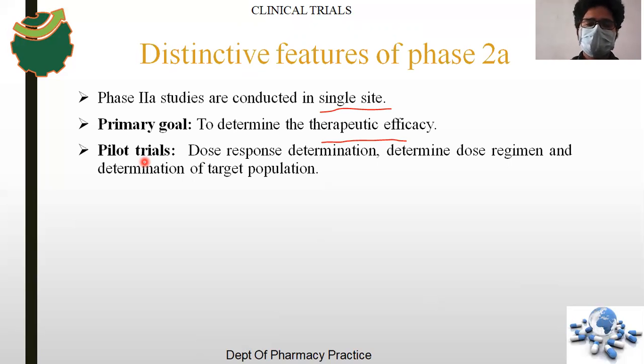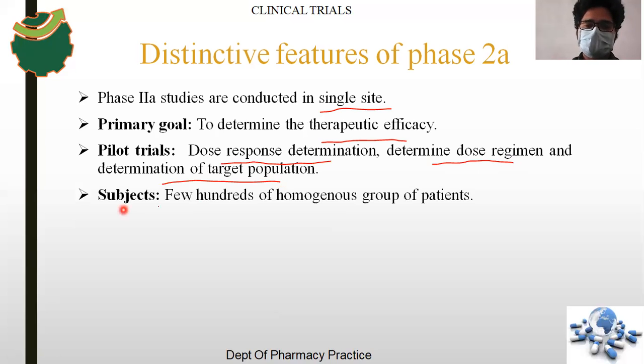When you do pilot trials, you'll be getting dose response determination, like how much drug should be given to show a response. The response can be a side effect or it can be anything. Next, determine dose regimens and determine the target population. This is the major motive of 2A. And next one, a few hundred homogeneous group of patients.